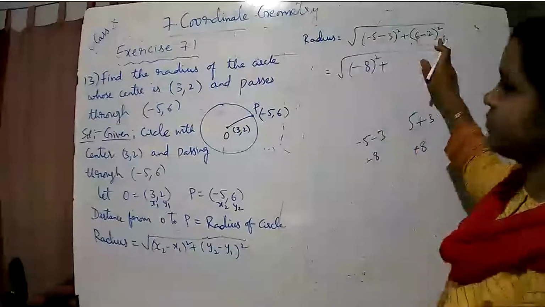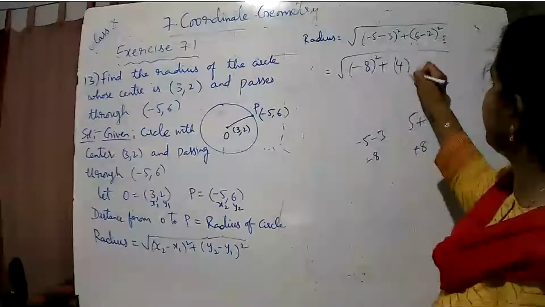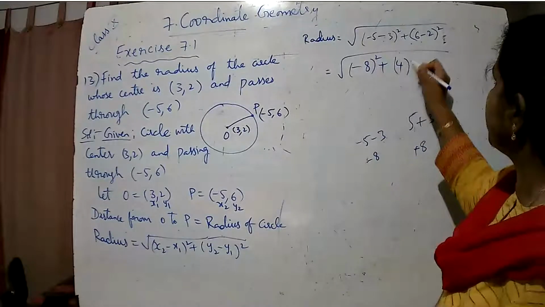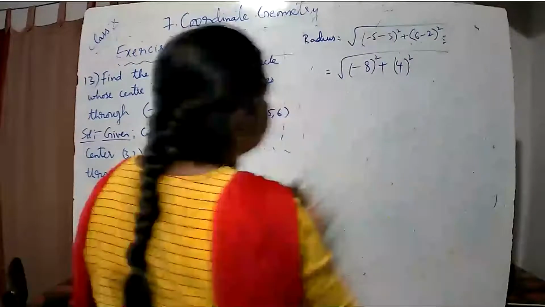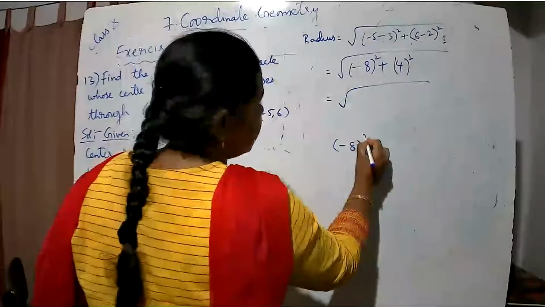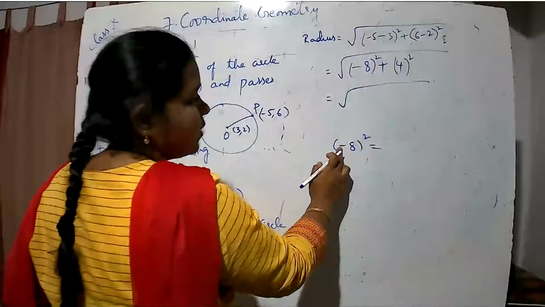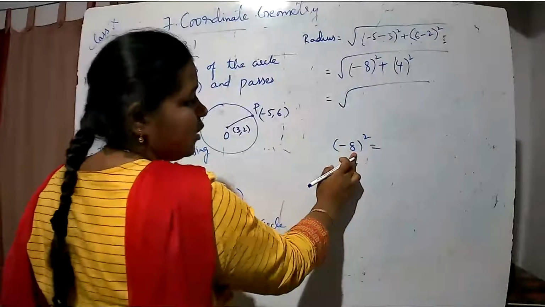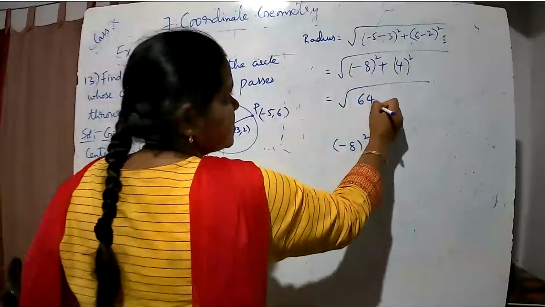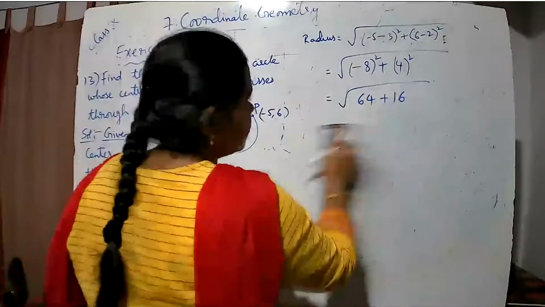1 plus and 1 minus, always we subtract. 6 minus 2 is 4. Bigger number's sign is plus, so 4 square. Now this is -8 whole square. -8 whole square is nothing but the square is applied to both the minus and also to 8. Minus into minus is plus, 8 into 8 is 64. So we get plus 64 plus 4 squared is 16. So 64 plus 16.